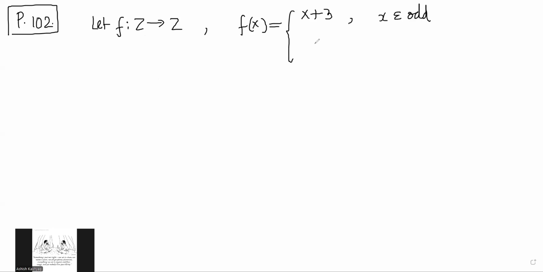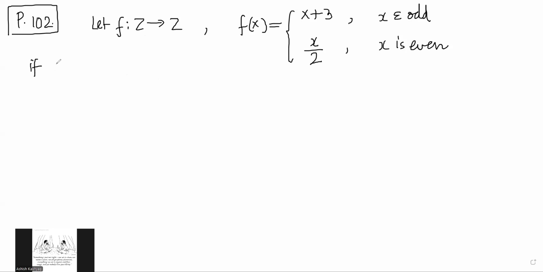Hi, in this video, we are going to look at some more calculus problems. The first problem is this. Let f be defined from Z to Z, where Z is the set of integers, and f of x is equal to x plus 3 if x is odd, and x by 2 if x is even.